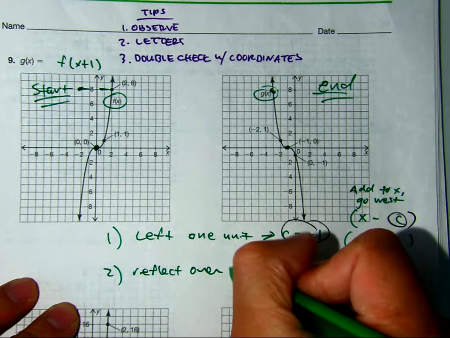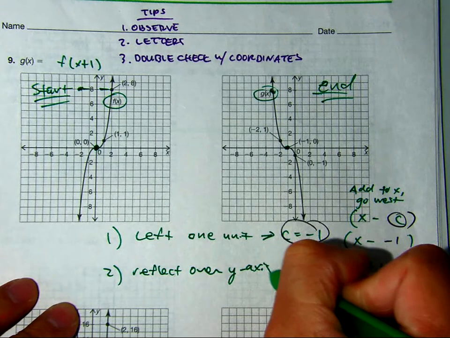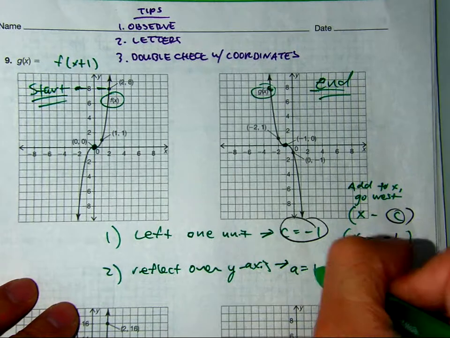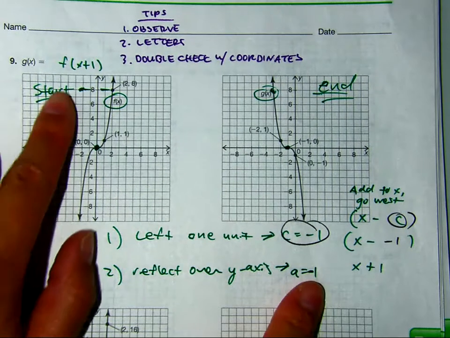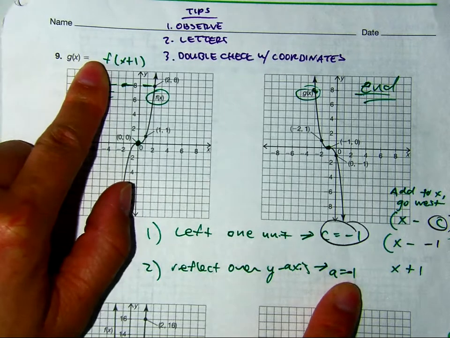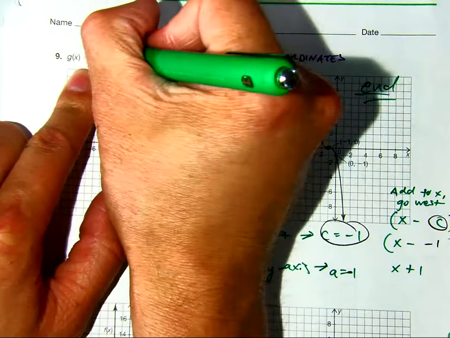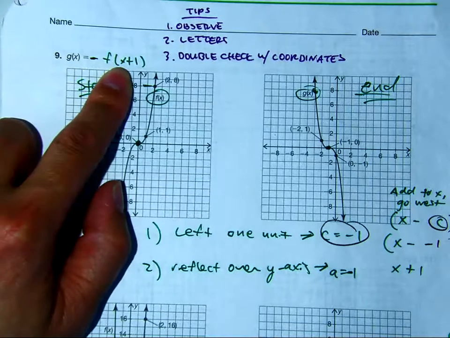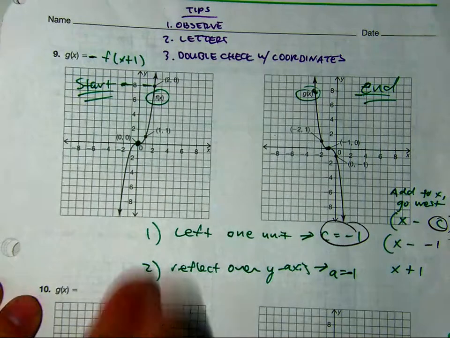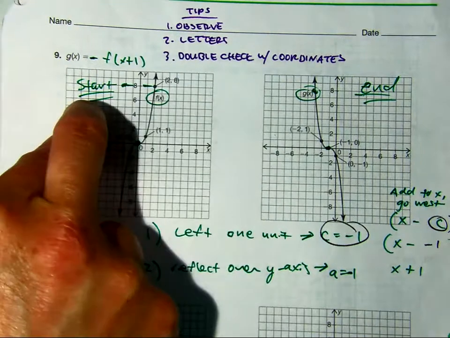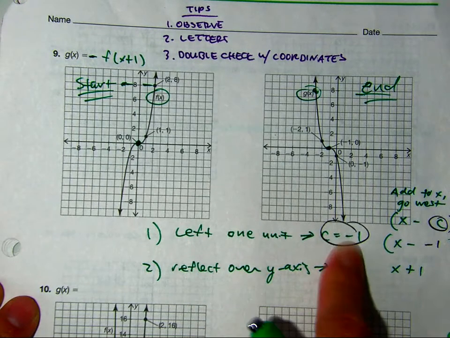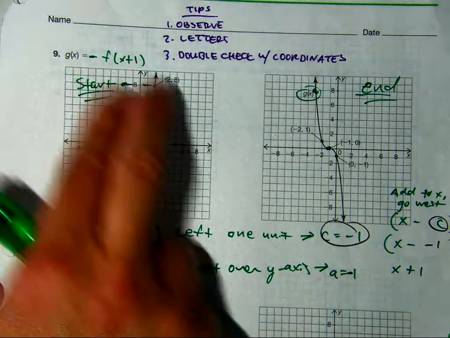So reflect it over the y-axis. That means you're going to have an a value that is -1. So this -1, I'm going to put right here. So my answer is negative f of x plus 1. So what did I do? I observe it from this graph to this graph. I write down my observations, change them to letters, and then change the letters into my equation there.